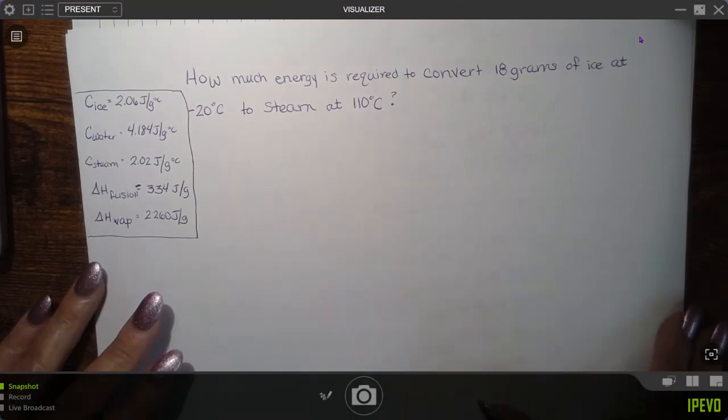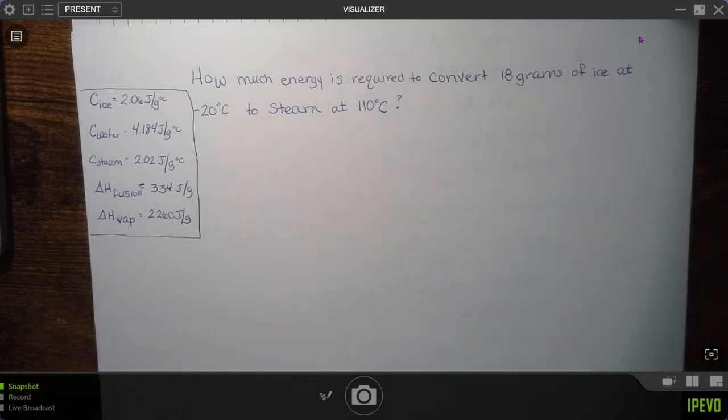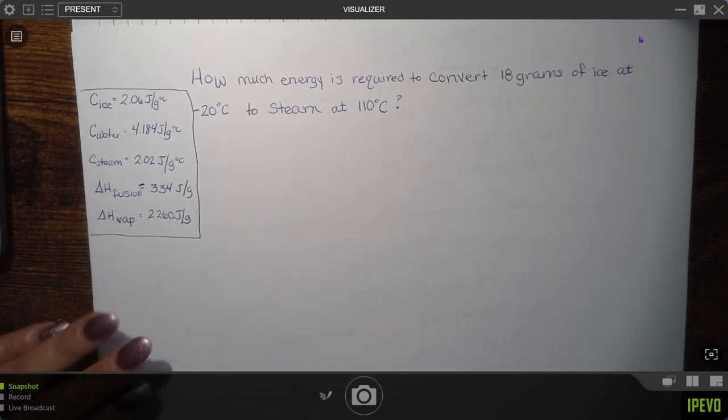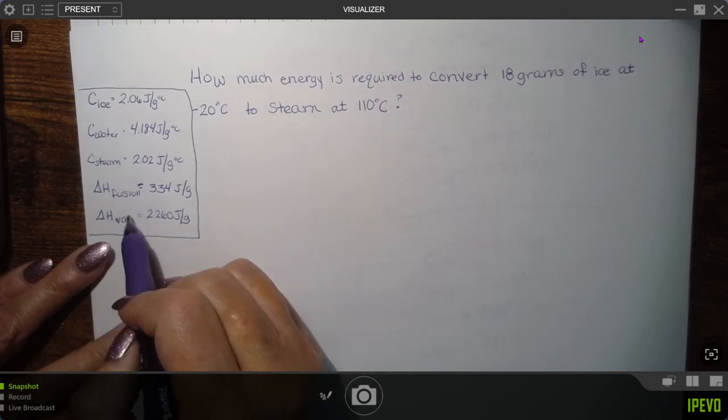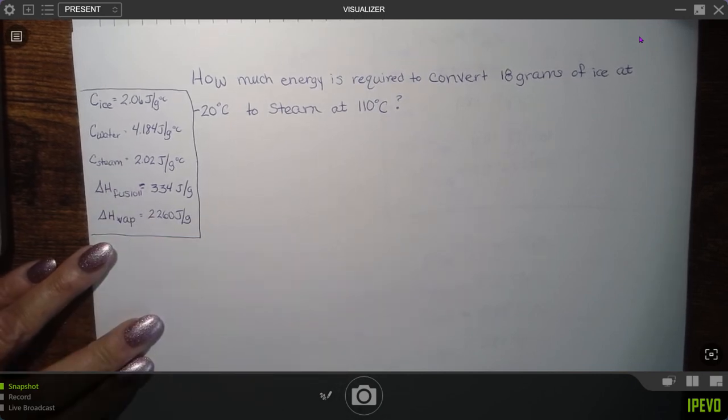Lyons, and this video is going to cover how to calculate the energy that is required to convert ice, so solid water, to steam. In this particular example, we're going to convert 18 grams of ice at negative 20 degrees Celsius to 18 grams of steam at 110 degrees Celsius. Now there are a whole bunch of constants that we need to use as we go through this process.